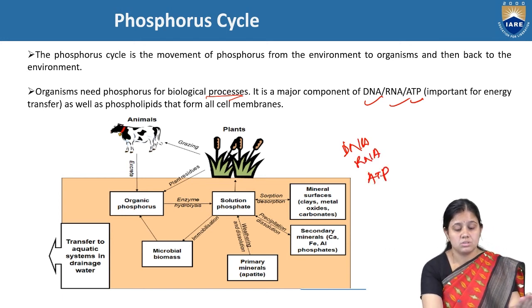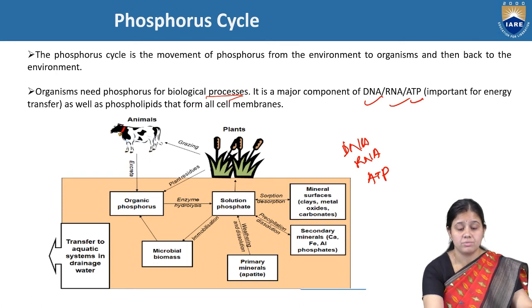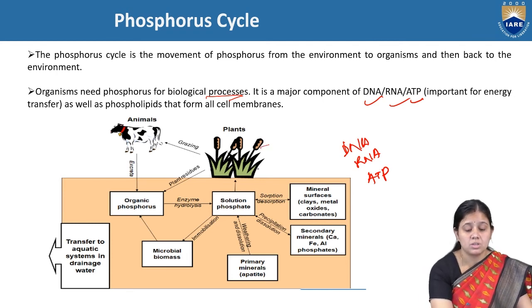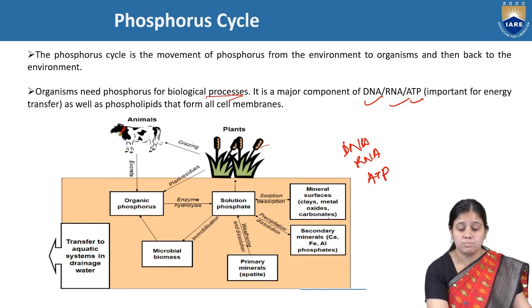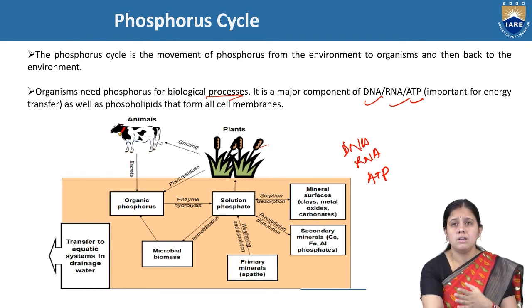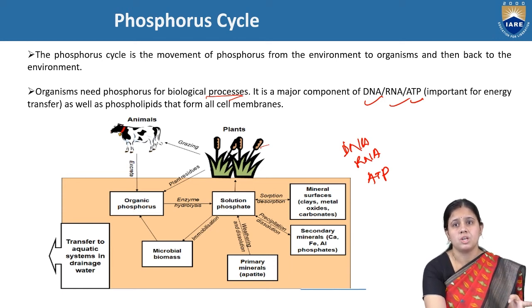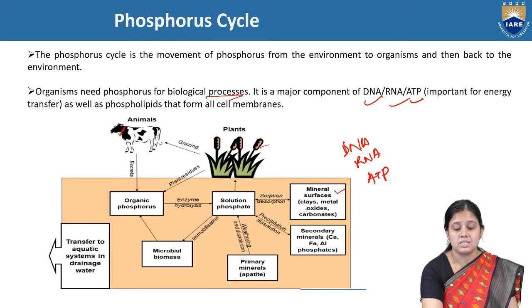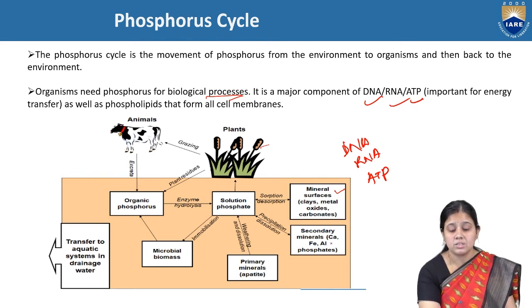So this picture shows the movement of phosphorus from the organic state to the inorganic state, from plants to the earth, and inside the earth, whatever process is there, how they make this insoluble form of phosphorus available as a soluble form, so the plant can take this phosphorus. First of all, phosphorus is present on the mineral surface in the form of clay, metal oxide, and carbonate, or secondary minerals like calcium, iron, aluminum, phosphorus.